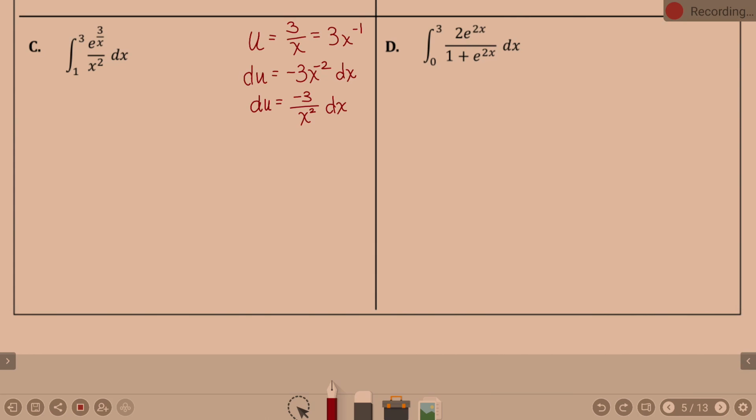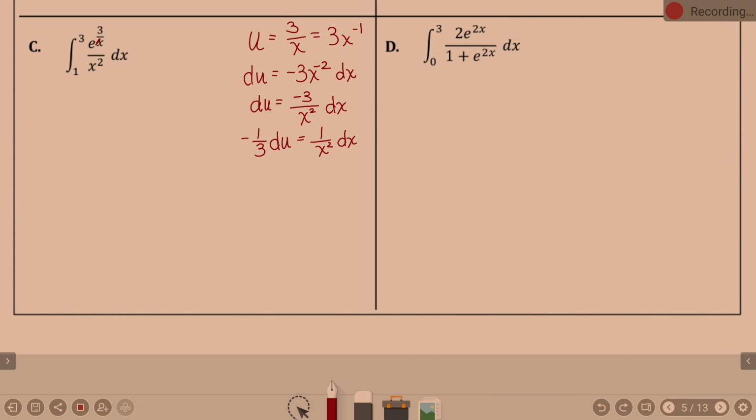So we're going to say -1/3 du is going to be equal to what I just wrote as 1 over x squared dx. So I divided that -3 over to the other side. As I start matching things up, e to the 3 over x is going to be e to the u, so that's taken care of. And then x squared, okay, that's in the denominator. I don't have a negative. I also don't have a 3. I don't have that in this problem, so I have to put it on the other side.